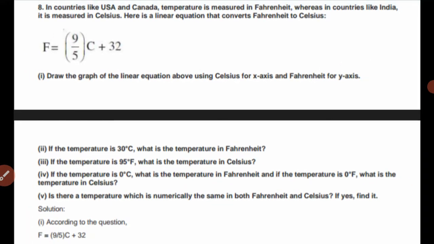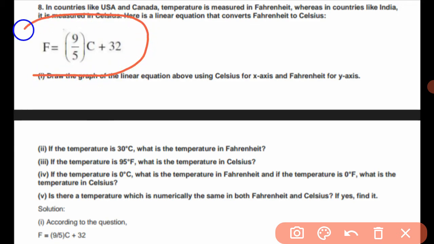Now in question number 8 we are given: in countries like USA and Canada temperature is measured in Fahrenheit, whereas in countries like India it is measured in Celsius. So here is a linear equation that converts Fahrenheit to Celsius. Here the formula is F equals 9 upon 5 into C plus 32. This is the formula which converts Fahrenheit into Celsius or Celsius into Fahrenheit.